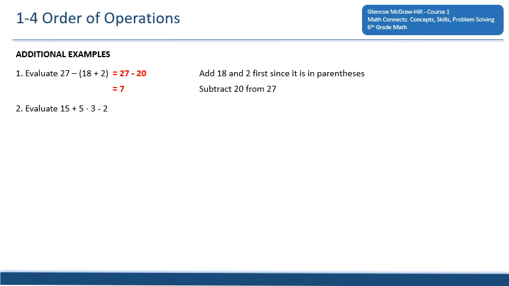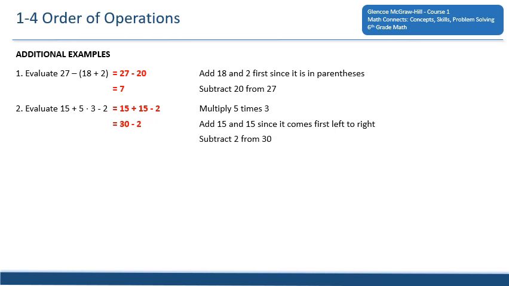Evaluate 15 plus 5 times 3 minus 2. PEMDAS, there are no parentheses, there are no exponents, but there is multiplication, so we do multiplication and division before we do addition and subtraction. So we're going to multiply 5 times 3, and we're going to get 15 plus 15 minus 2. We'll add 15 and 15 since it comes first left to right, and addition and subtraction are equal. So 30 minus 2 equals 28.